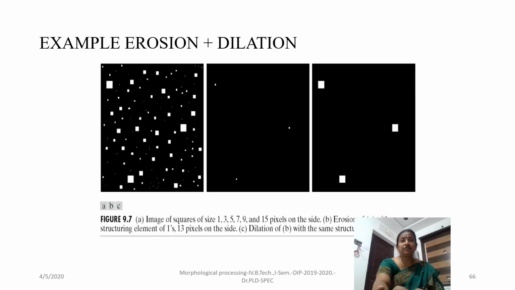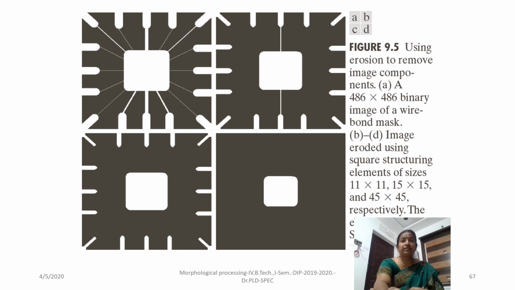So erosion and dilation, these are just examples with square images. Wherever we observe large objects, with the erosion operation we can reduce them, and with the dilation we can enhance the size of these larger objects. This is another example of erosion and dilation operations. A is the original image, and B to D are the results.